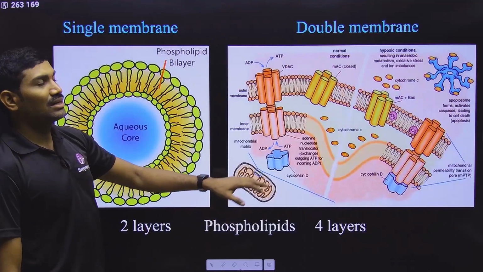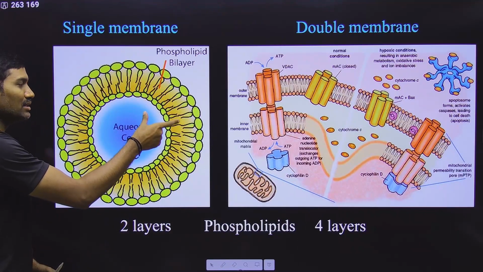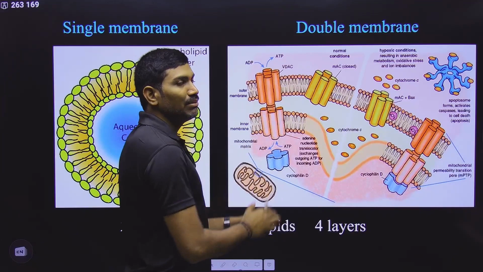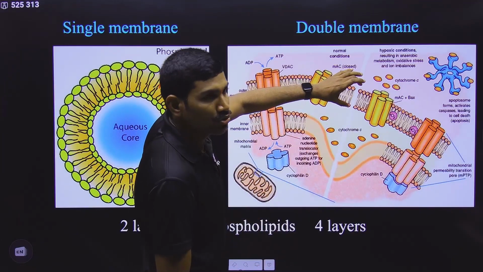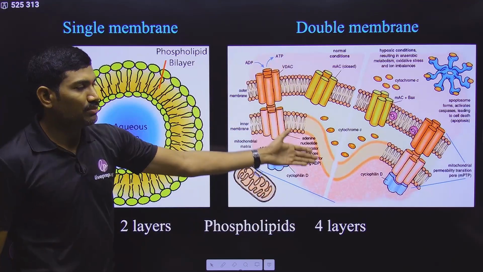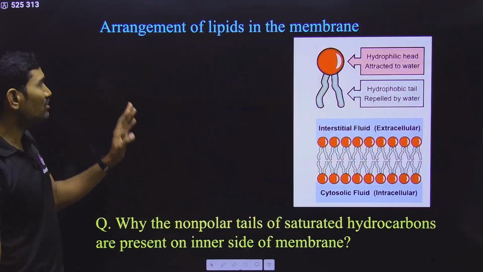So this is how phospholipids are generally present as a bilayer. If it is a single membrane, it is a bilayer, meaning only 2 layers are there. But if it is a double membrane, in this membrane 2 layers, in this membrane again 2 layers, so overall 4 layers of phospholipids are present. So please read the question very carefully. Clear? This is what next one.